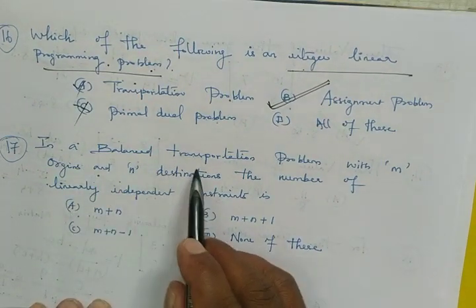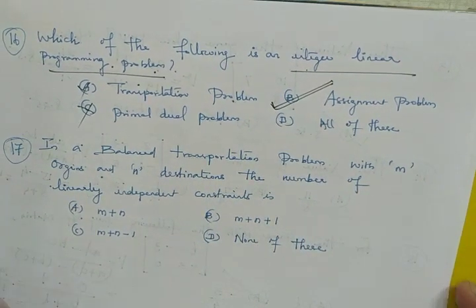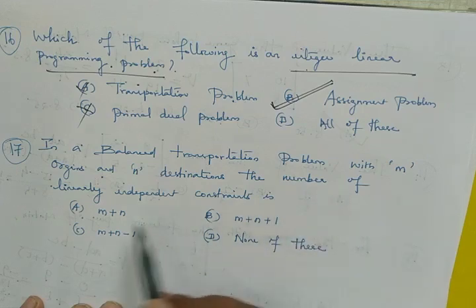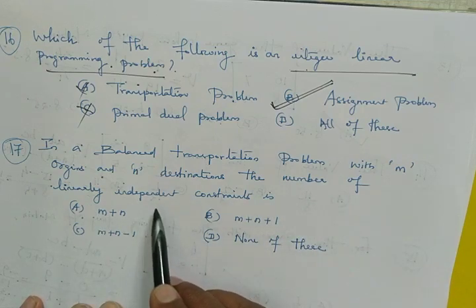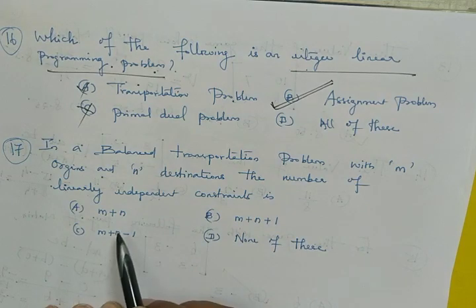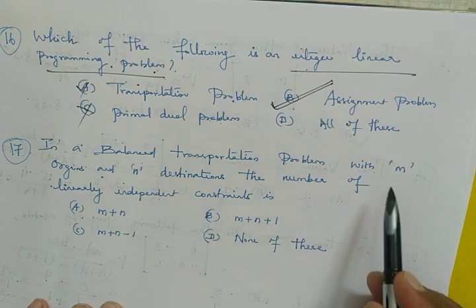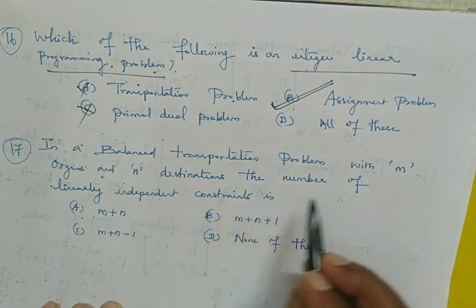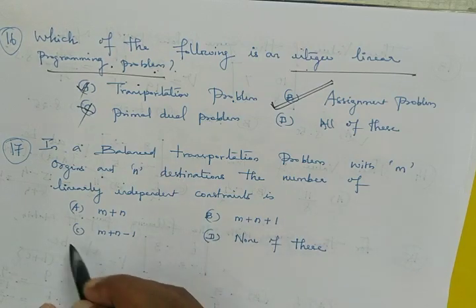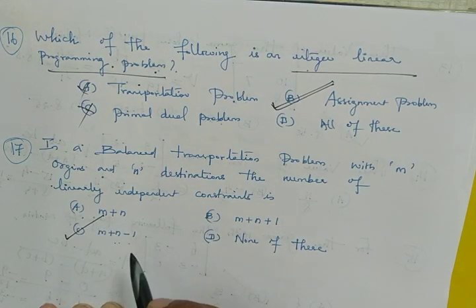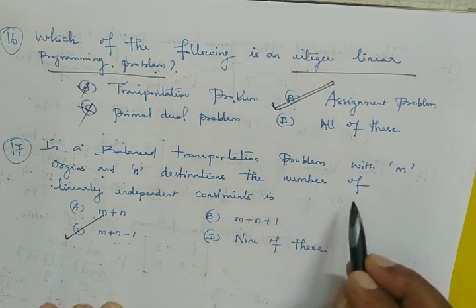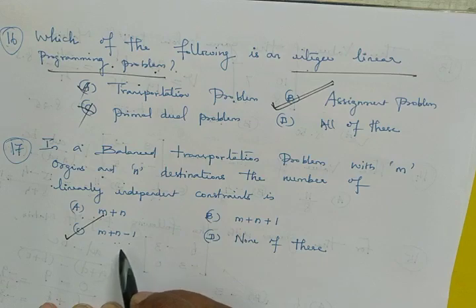Now, in a balanced transportation problem, they have given very clearly a balanced transportation problem with M origins and N destinations. The number of linearly independent constraints is asked. I gave the last example also. If it is M rows, N columns, the number of linearly independent constraints should always be M plus N minus 1. This is a non-degeneracy condition also. So this is a condition it has to satisfy. The number of linearly independent constraints will be M plus N minus 1.